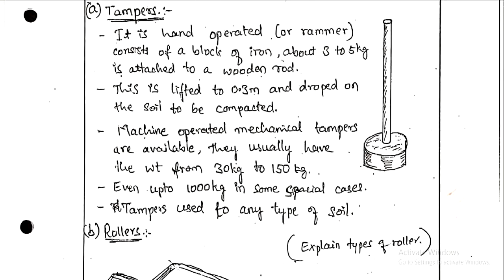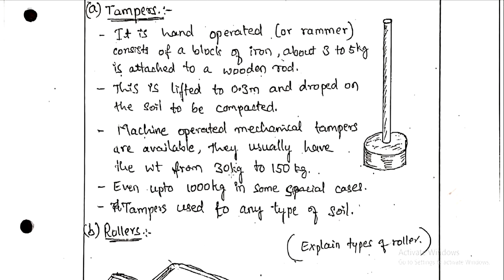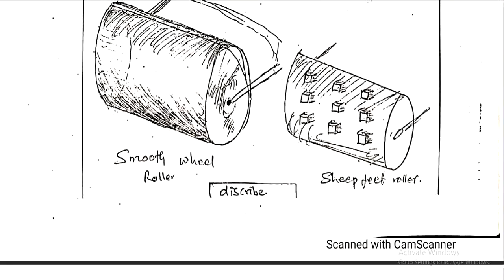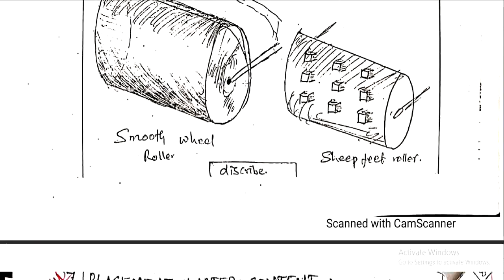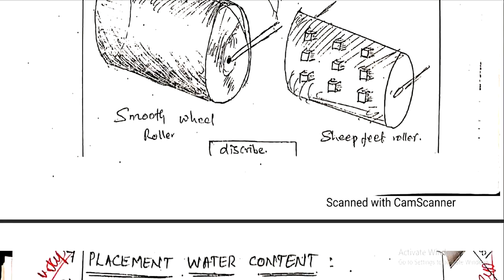If it is machine operated, the weight usually varies from 30 to 150 kg, even up to 1000 kg in some specific cases. So these are the tampers. Now, rollers. There are various types of rollers suitable for different types of soils. We are going to study the rollers and their suitability for different types of soils in a further session.